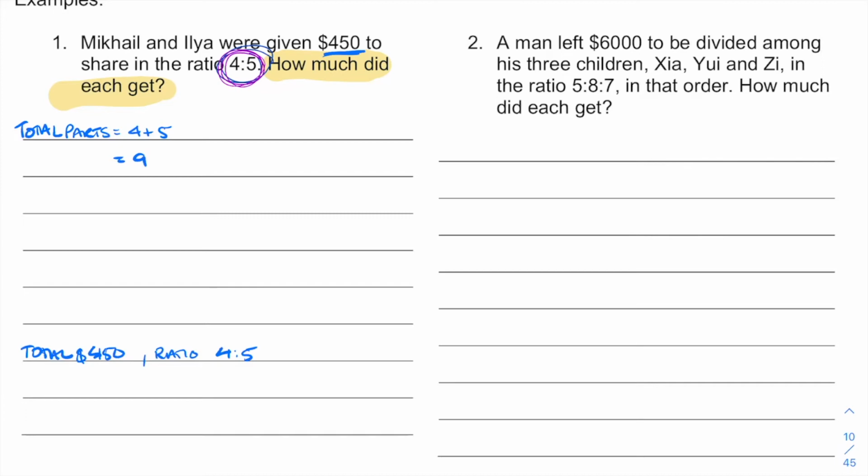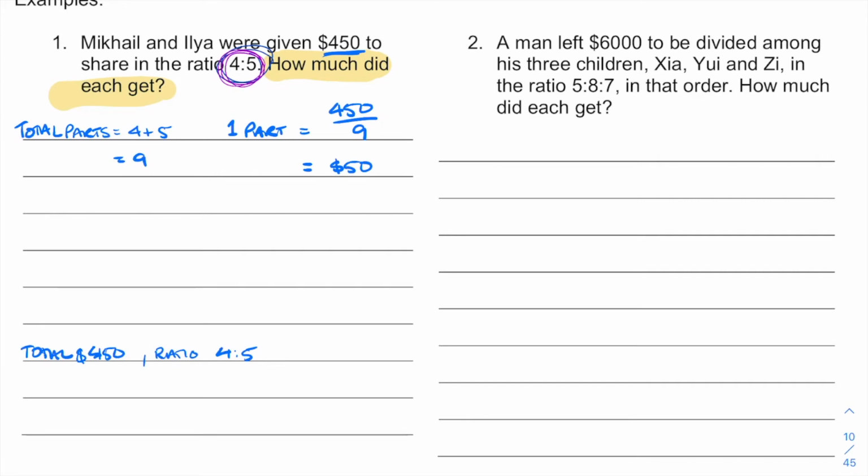Okay, the value of one part is going to be our $450, which is our total, divided by 9, which is the number of parts we have in our whole. Okay, and that is going to be $50. Hopefully this is all starting to come together for you.